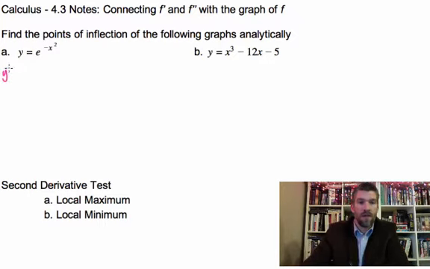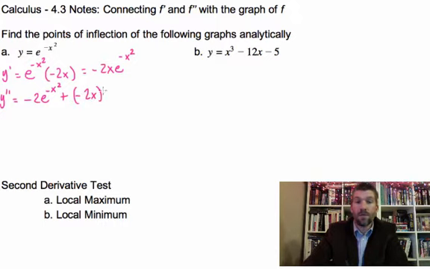So if I have the derivative of this guy, that's going to be e to the negative x squared times the derivative on the top, which is this. So negative 2x e to the negative x squared. The second derivative then is going to require some product rule. So it's the derivative of the first times the second plus the first times the derivative of the second. Well, e to the negative x squared.